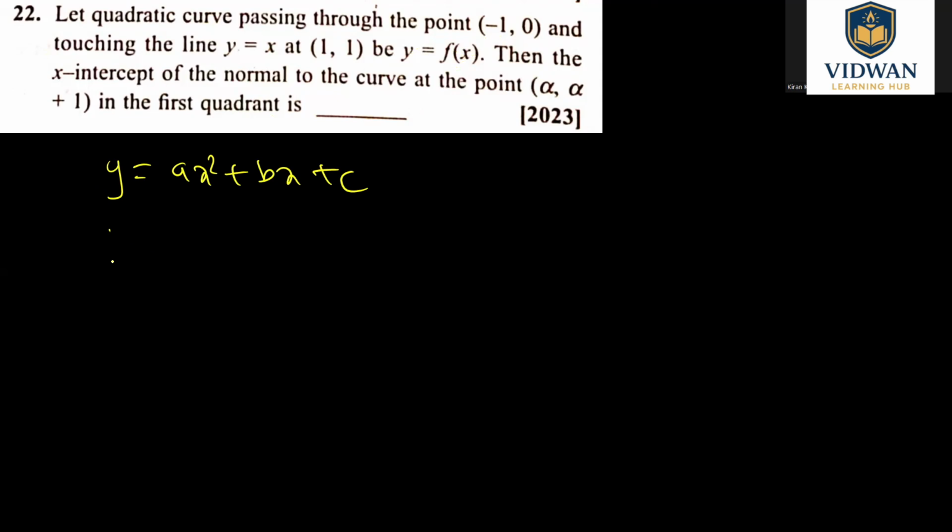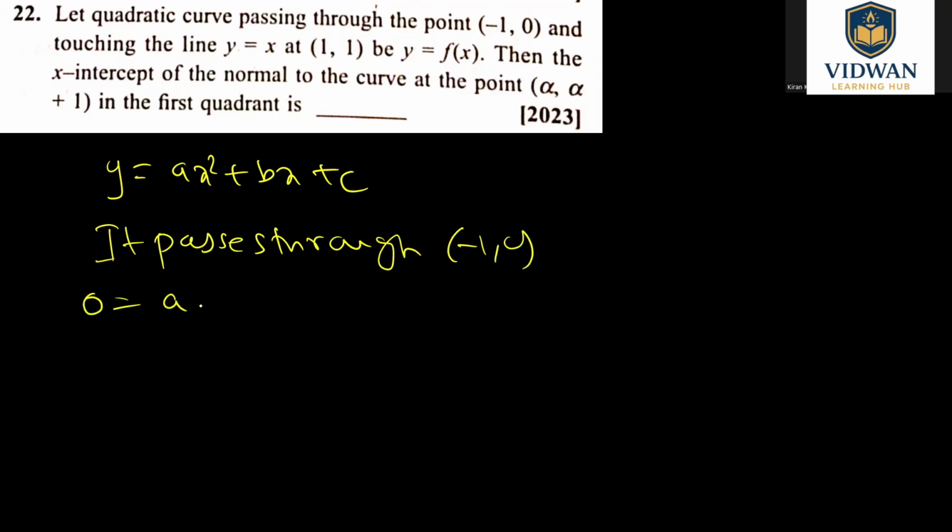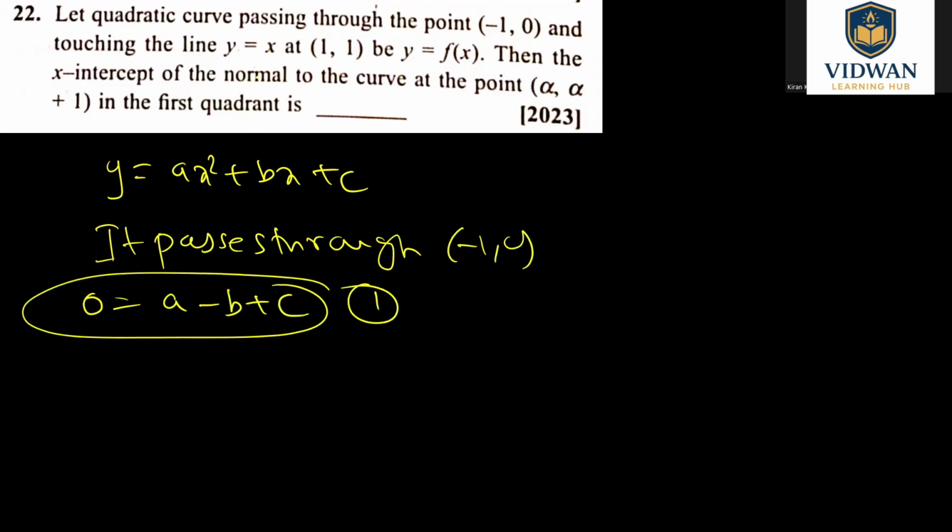So it passes through minus 1, 0 is the first condition. So minus 1, 0 we can substitute. So put y as 0 and x as minus 1. You'll get a minus b plus c equal to 0, condition 1. Then it is touching the line y equal to x at 1, 1, means the derivative at 1, comma 1 should be equal to the slope of that line given. So what is the slope of the line given? 1.